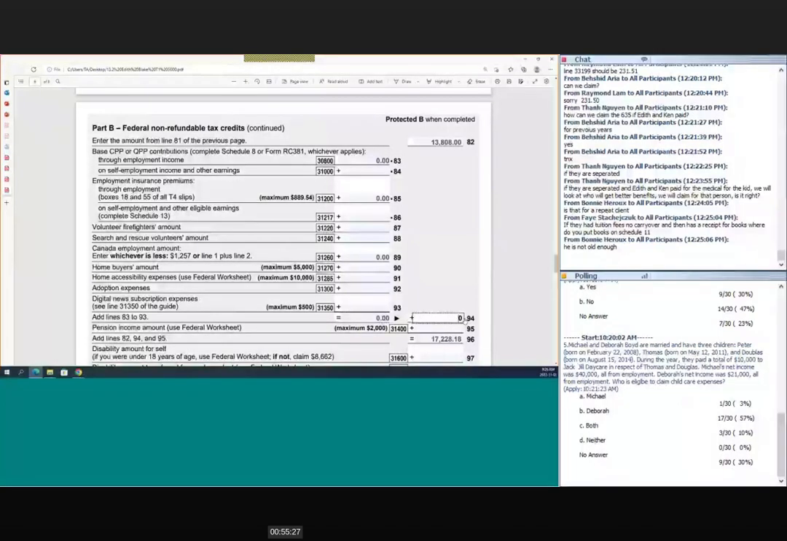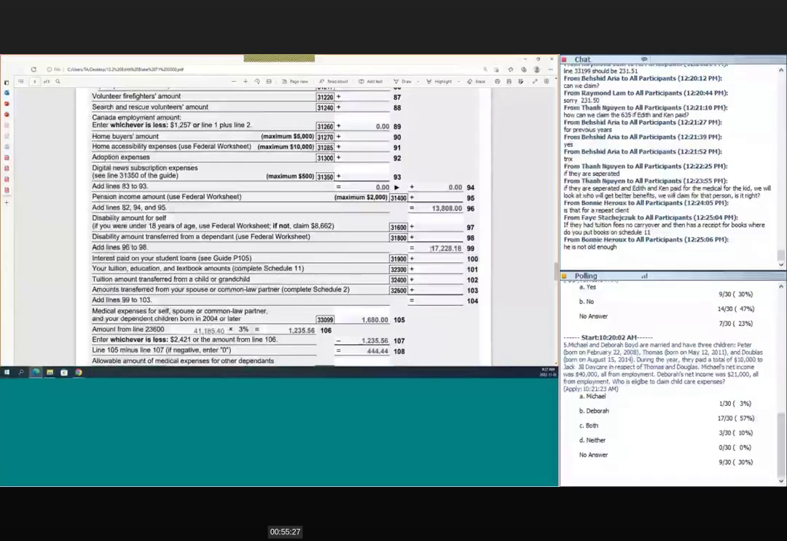So the maximum he has here, add lines 82, 94, and 95. Basically it is 82, it's 13,808, and then we have nothing else. So his line 99 is 13,808. They're saying, up to this point, what are your non-refundables? You'll notice that it's above your interest paid on student loan and your tuition, which is why we have to consider all these non-refundables. So Richard only has 13,808.